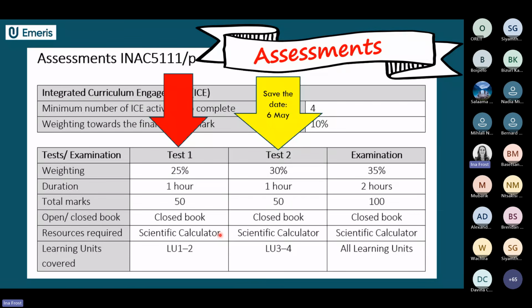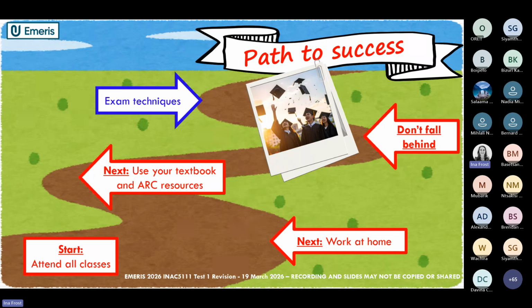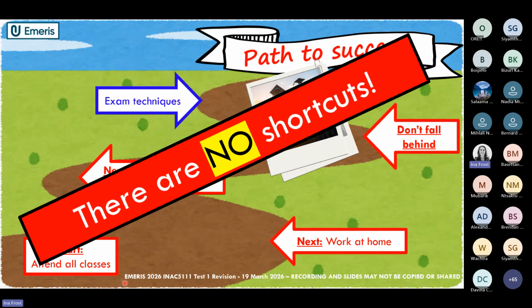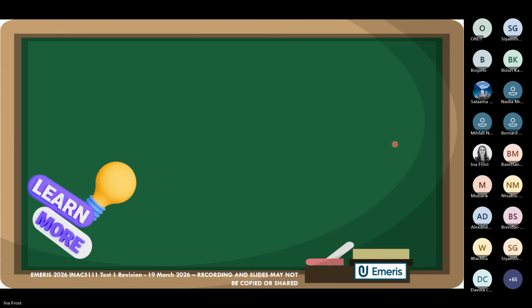As we said earlier, this first test is covering Learning Units 1 and 2. It's 50 marks and it is 1 hour. And remember, we are not taking shortcuts in our path to success. We are coming to class, we're working at home, and we are making sure that we are not falling behind.